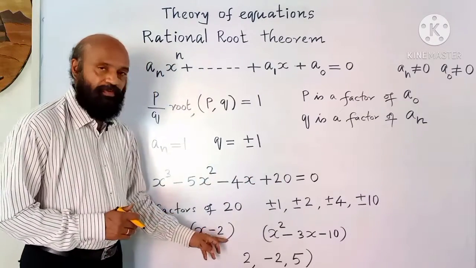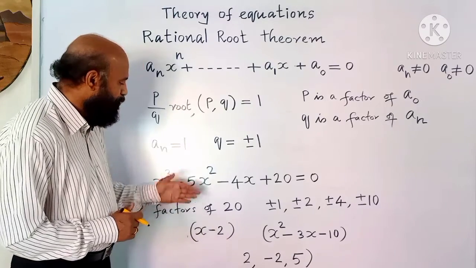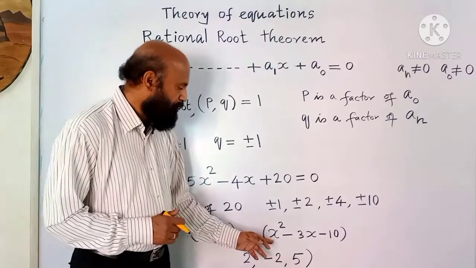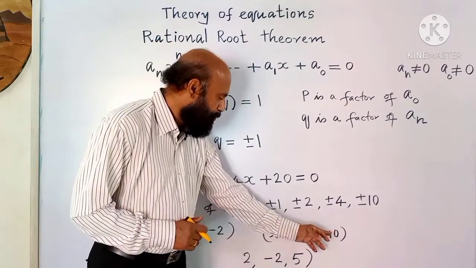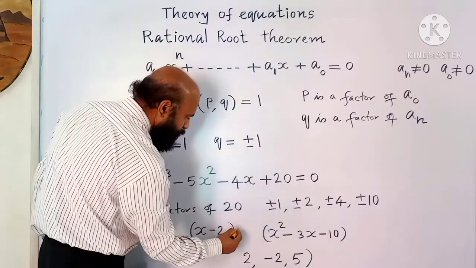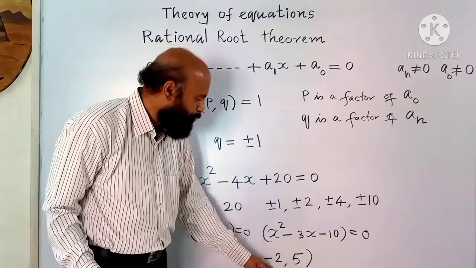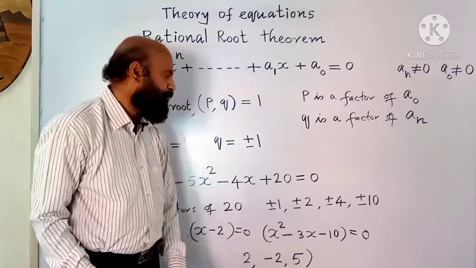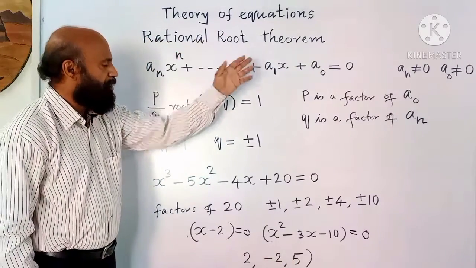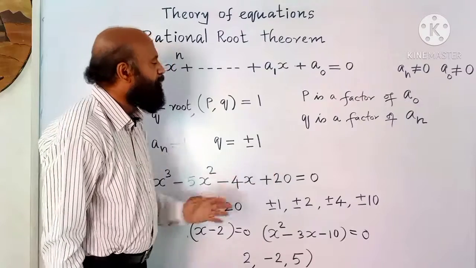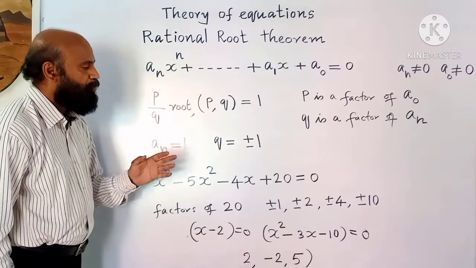Then x minus 2 is a factor. Then you divide this by x minus 2. You will get this quadratic polynomial. Equating it to 0 and solving, you will get 2, minus 2, 5. So the rational root theorem will help us to guess the numbers as a root.